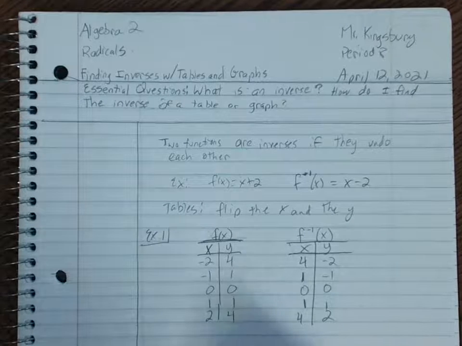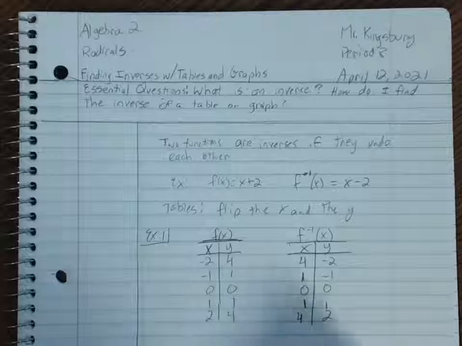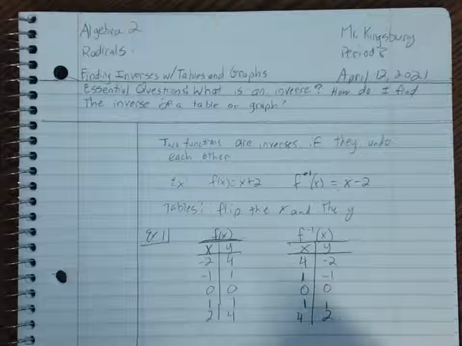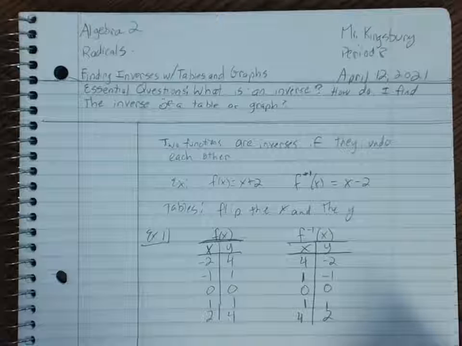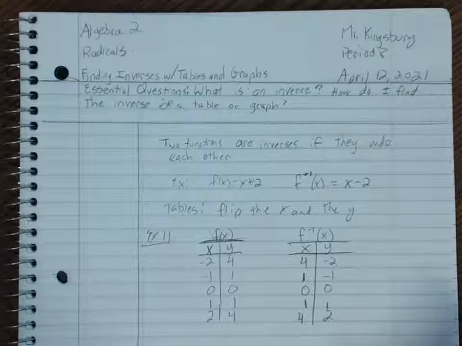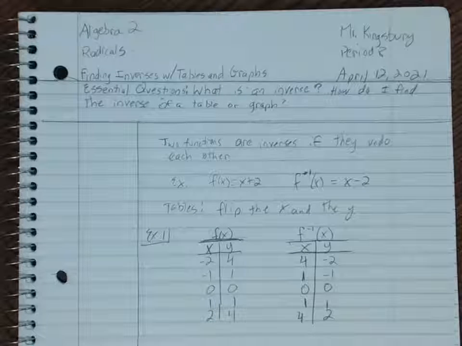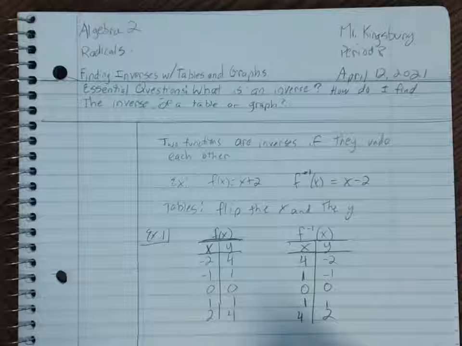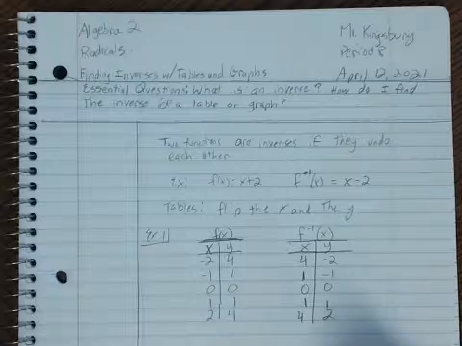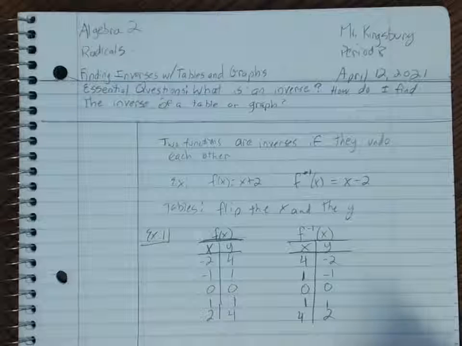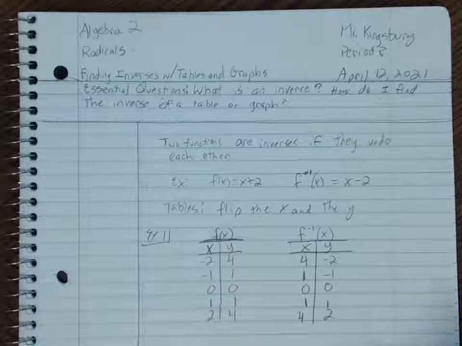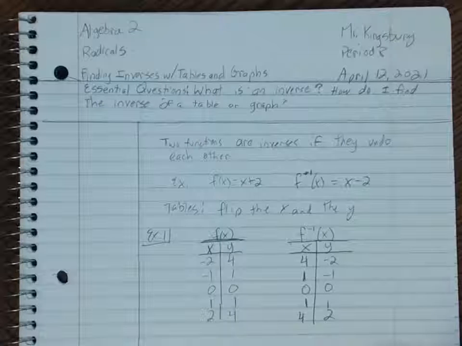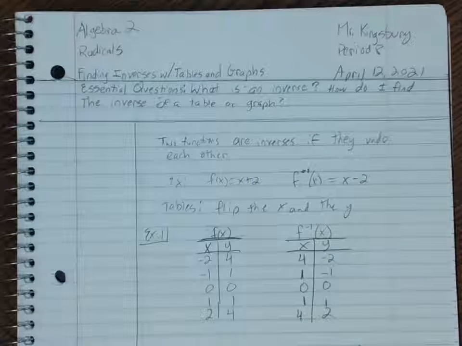How do we do it with graphs? Well, first of all, with graphs, you reflect it over the y equals x line. We're not going to actually have you do that. Instead, what we're going to do is we're going to make a table, flip the x and y, and then graph it. And we're going to even do one better, and we're not going to make you graph the new table. Not at all. All right. So let me just give you a quick example. It won't take long, I promise.